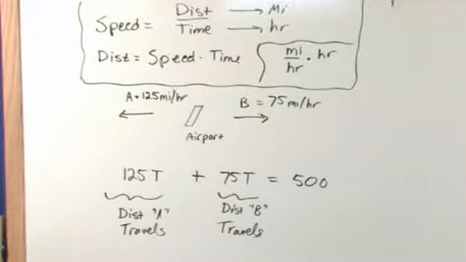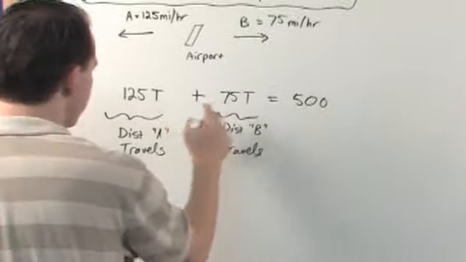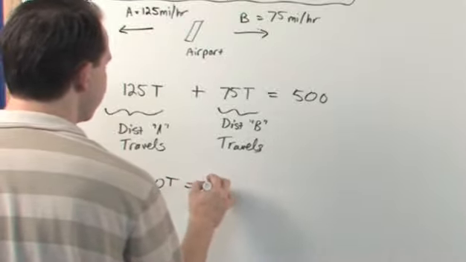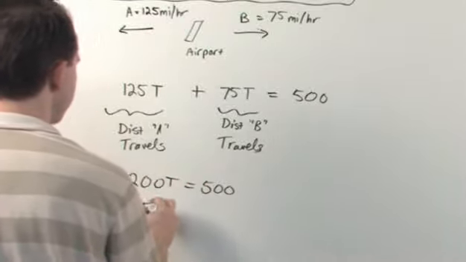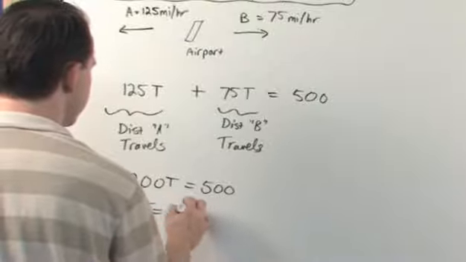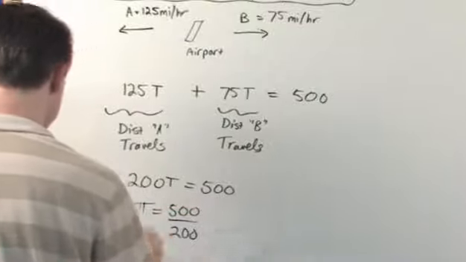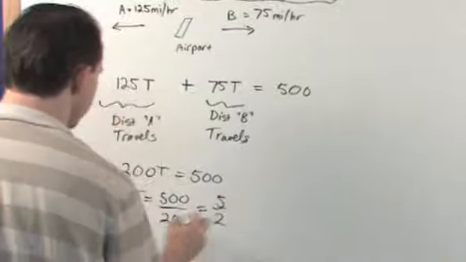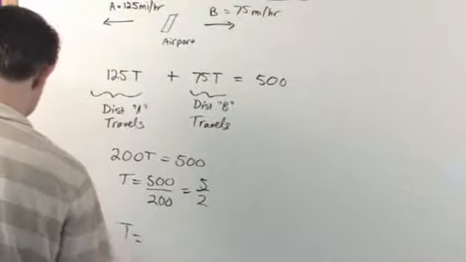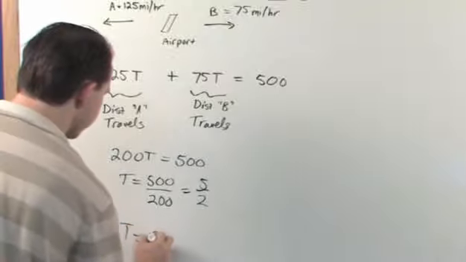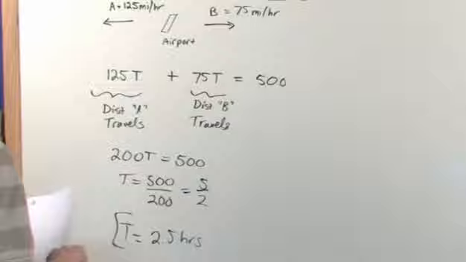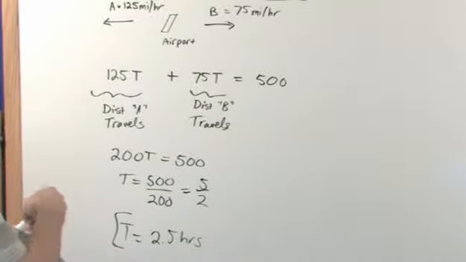Now, solving it's pretty easy. 75 plus 125 gives you 200. 200t is equal to 500. So t, which is the time, is 500 divided by 200, and that's equal to 5 halves. So t is equal to 2.5 hours. 2.5 hours.